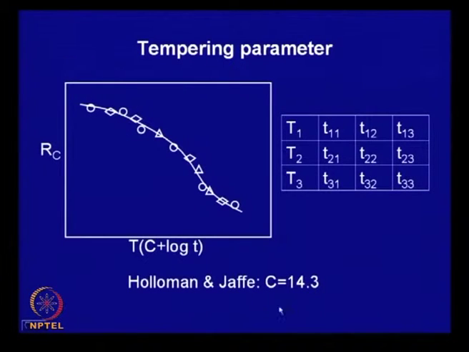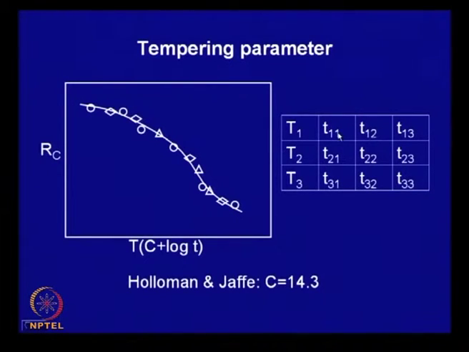It was reported first by Holloman and Jaffe that you can represent this hardness plot against a time-temperature parameter called the tempering parameter, also sometimes referred to as the Holloman-Jaffe parameter. Here T is temperature in degrees absolute, C is a constant, and log of time, where time you can take in seconds, let us say. For the different varieties of steel he looked at, he found C to be around 14.